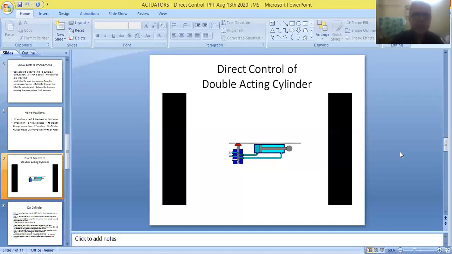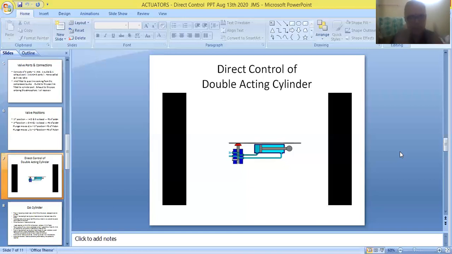So friends, totally it is having 5 ports: one inlet, 2 outlets and 2 exhaust ports. So total it is having 5 ports. It is referred to as a 5-way DC valve.